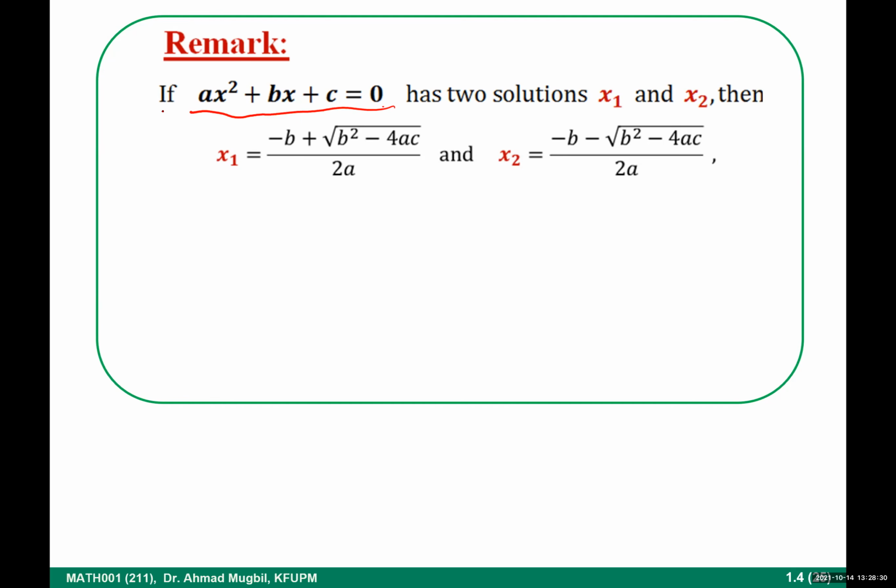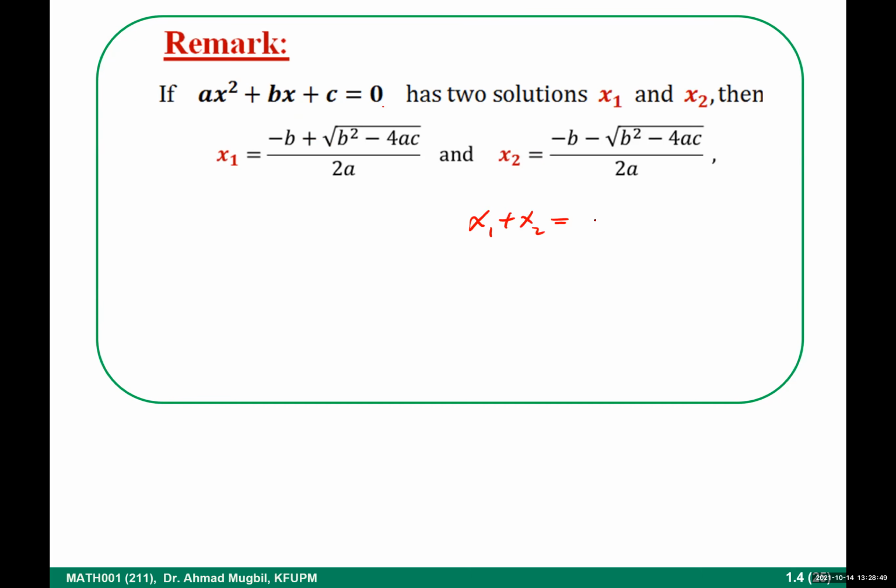You know that from the quadratic formula, it is plus or minus. So take the one with positive and call it x1, solution number 1, and the second one with negative and call it x2. So these are the two solutions that we have. Now, what is x1 plus x2?